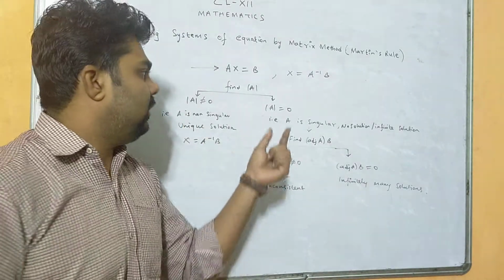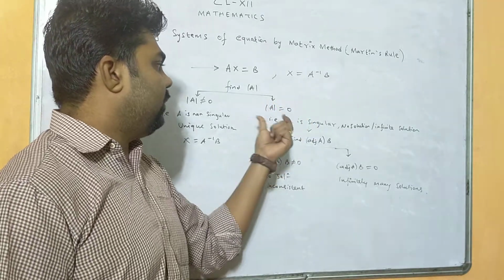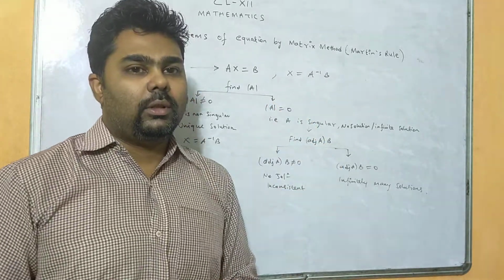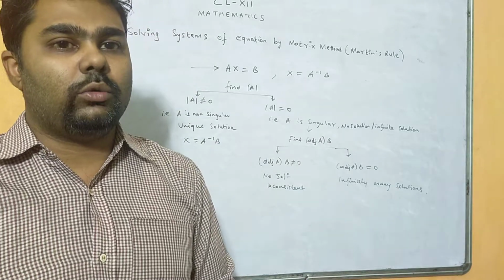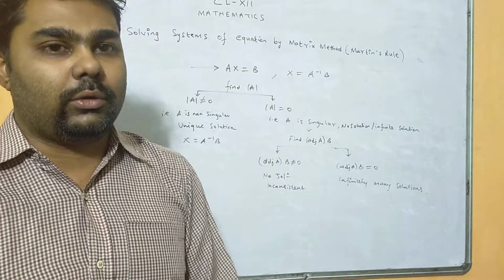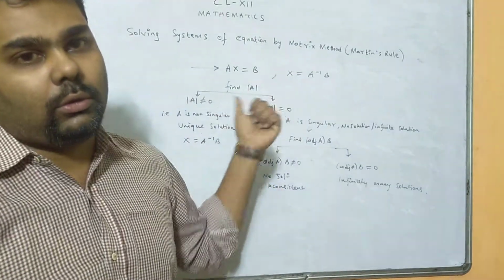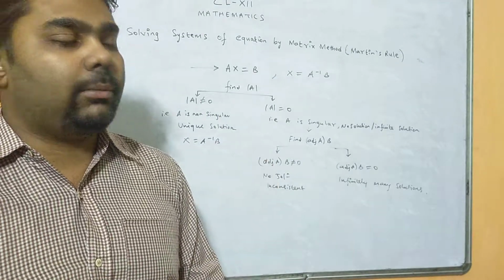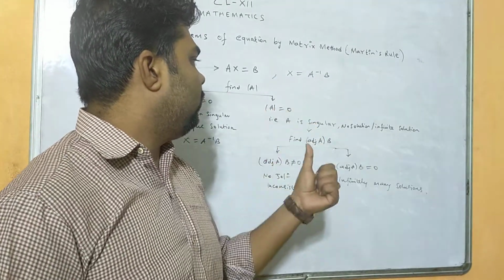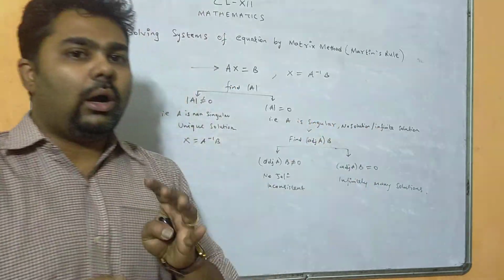But in case the magnitude, or the modulus, of A is 0, then we say that A is a singular matrix. Then we will write no solution or infinite number of solutions. So it will be a unique solution when mod A is not equal to 0, and infinitely many solutions when mod A equals 0. If it is singular, then infinite solutions or no solution. Now, how to solve further?